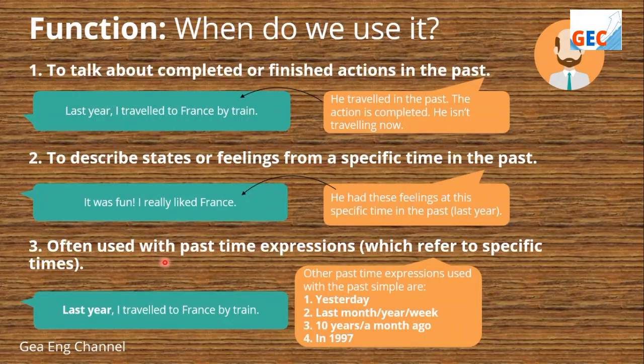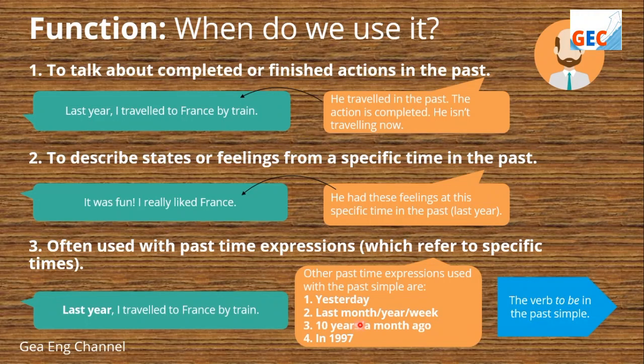We also use past time expressions when we talk about the past simple, which refers to specific times. For example, last year I traveled to France by train. Other past time expressions used with the past simple are yesterday, last month, last year, last week, or 10 years ago, a month ago, in 1997, in 2005, in 2012, in 2015, and so on.